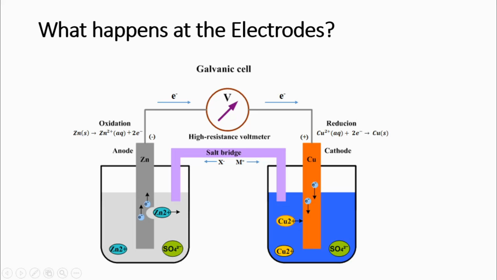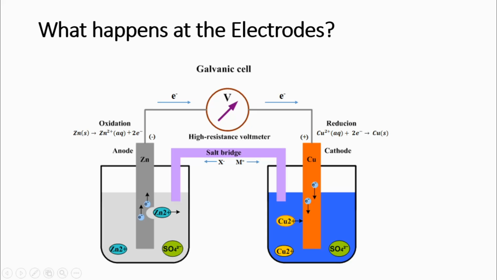Now, before we talk about the cathode, let's continue on the anode. When the zinc ions break off and enter solution, leaving behind their electrons, this is called oxidation because they lost their electrons by leaving them inside the anode. So this is oxidation occurring at the anode.